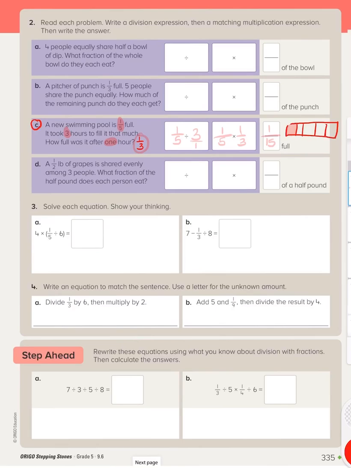Okay, let me do one more example problem now. Everybody better get 2C right, okay? The answer is 1 over 15. Oh my goodness gracious. Okay, let's do D.